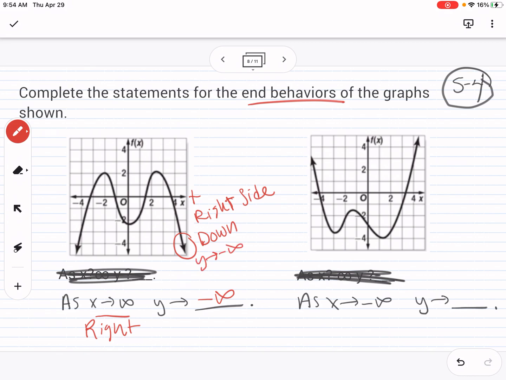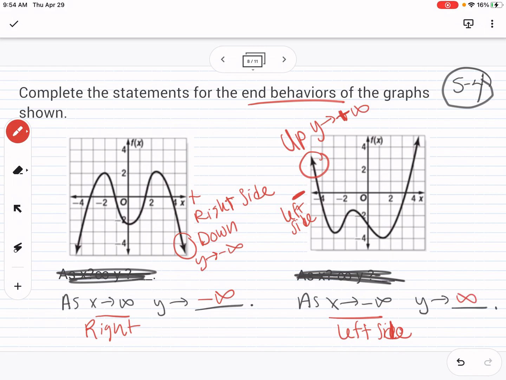On this next graph, they want to know what happens as x approaches negative infinity. Your x's are negative on the left side. So for this one, we're looking at our left side, and we're looking at that end. That end's actually going up. Since it's going up, y is approaching positive infinity, or just infinity.